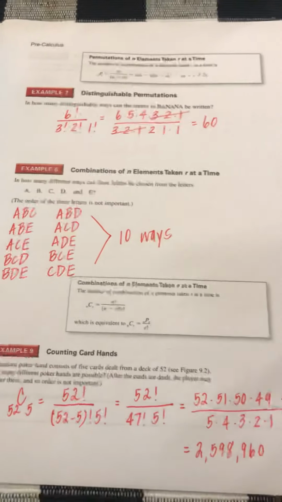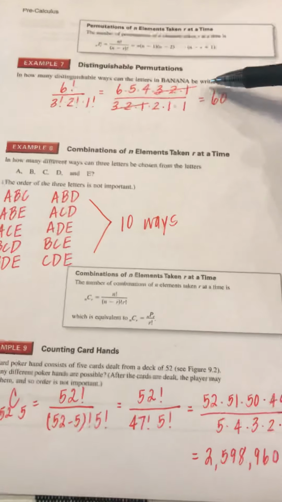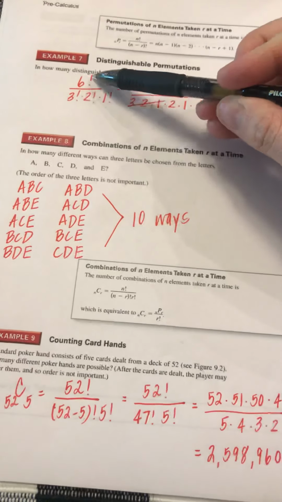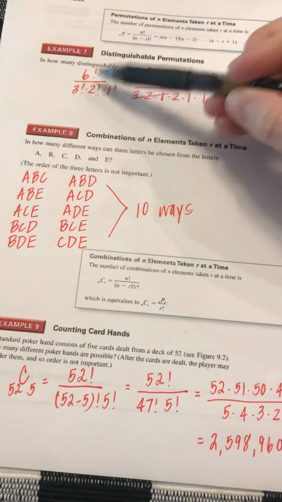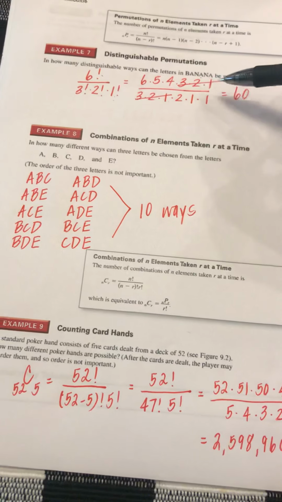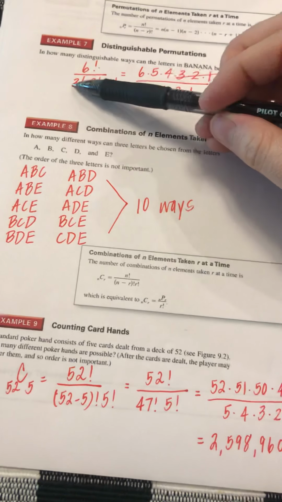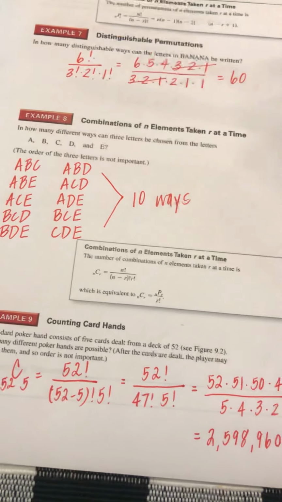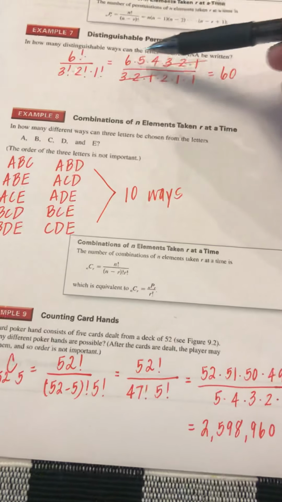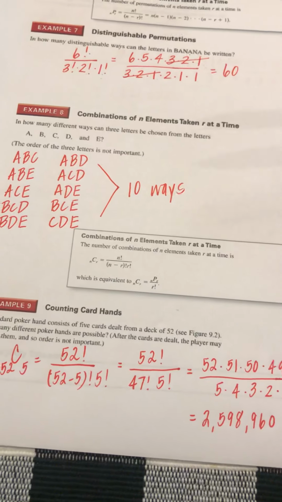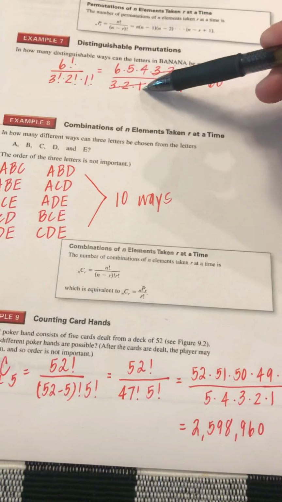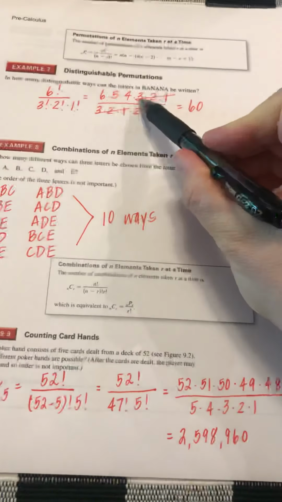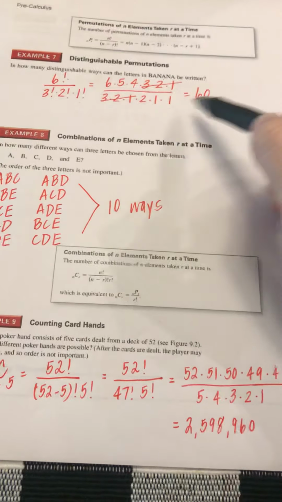How many distinguishable ways can the letters in banana be written? Banana has 6 letters, so I'm going to put 6 exclamation point on top. I put all of the ones that repeat on the bottom. A is there 3 times. N is there twice. B is there once. Okay, 6 factorial is 6 times all the numbers underneath it. 3 factorial is 3 times 2 times 1, 2 factorial is 2 times 1, and then 1. You notice that these cancel, so you would get 60.